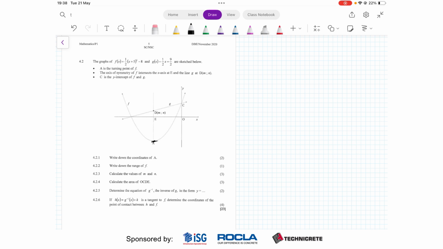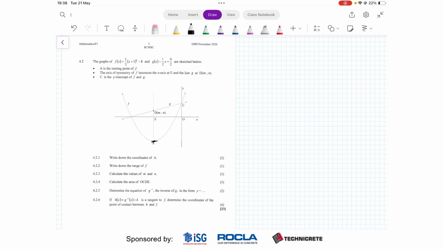The axis of symmetry of f intersects the x-axis at E and the line g at D, which is the point (m; n). Now, C is the y-intercept of f and g. So now we are asked to write down the coordinates of A.